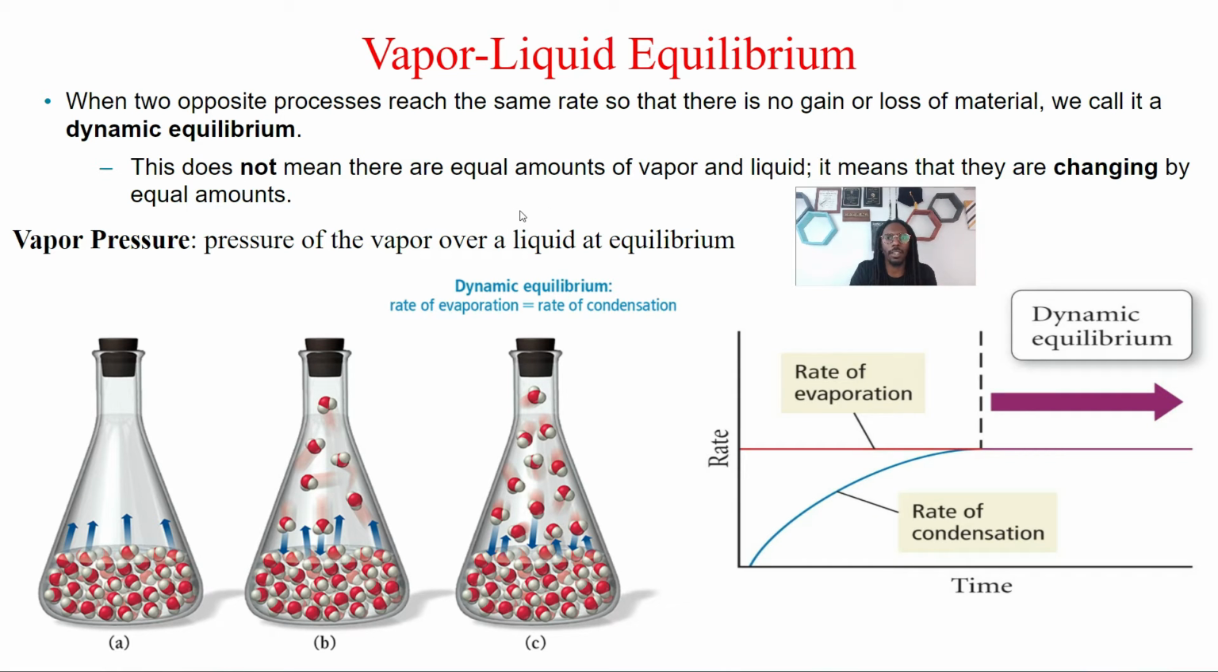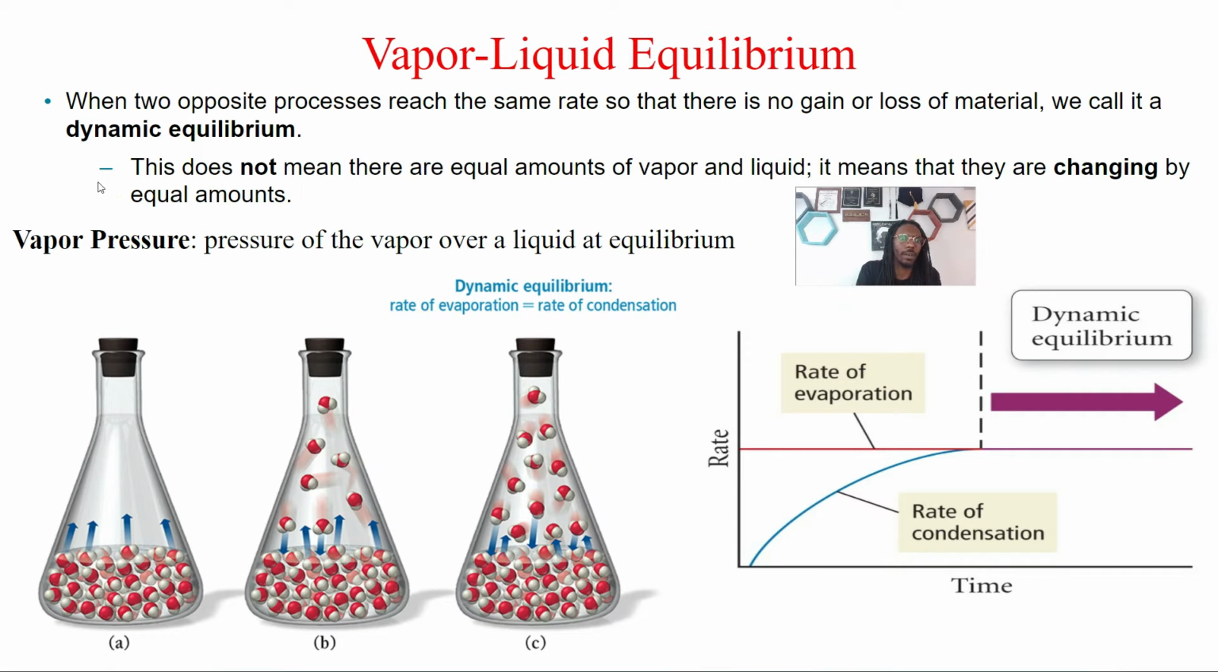This does not mean that we have equal amounts of vapor and liquid. That's not equilibrium. If I have 20 milliliters of gas in my container and 20 milliliters of liquid in my container, we are not at equilibrium. That doesn't mean the same thing. It means that we're changing by those equal amounts.